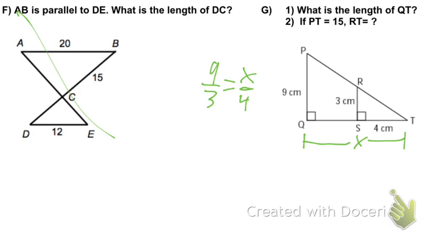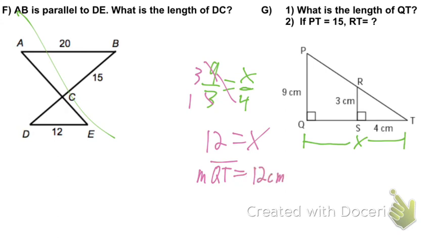That make sense? Okay. So now we're going to cross multiply. We can reduce first though if you want to go to 3 over 1. So you have 3 times 4 is 12. 1 times x is x. So x is 12. So 12 centimeters is the measure of segment QT. Questions on part 1 of G.